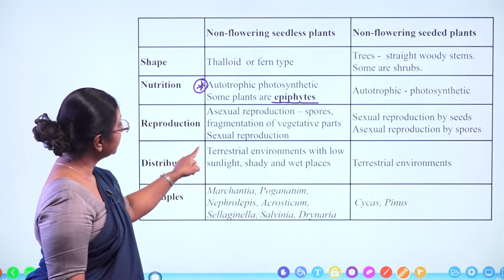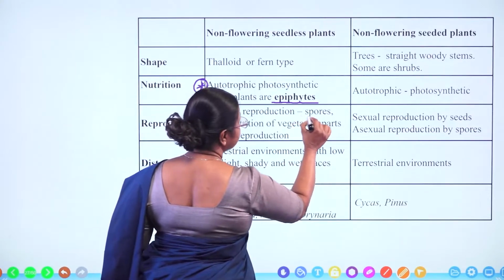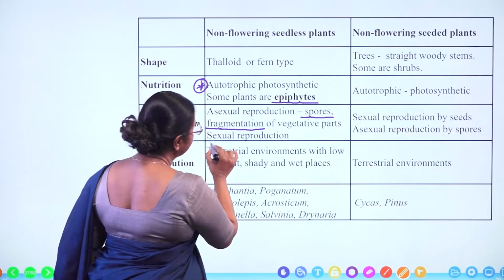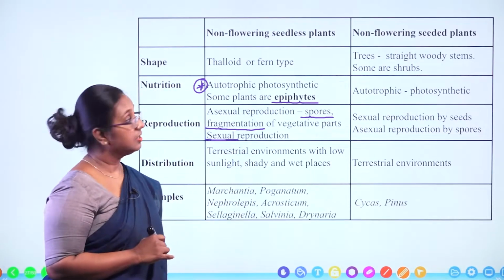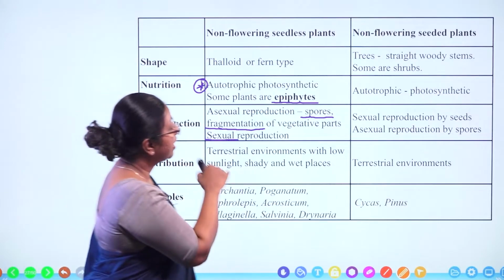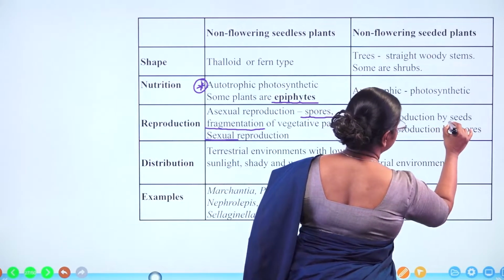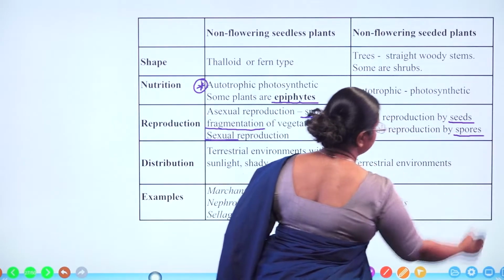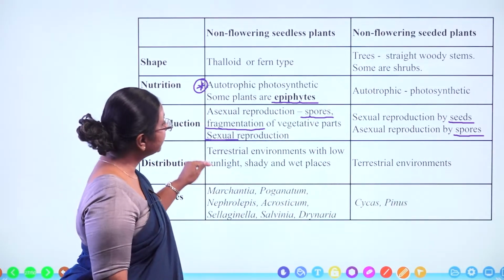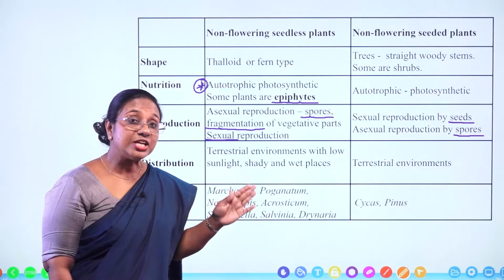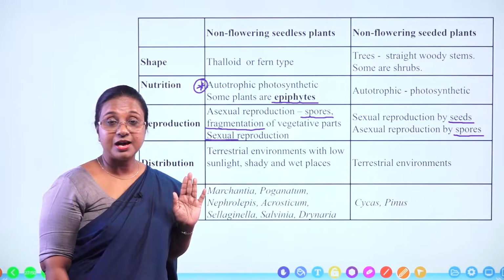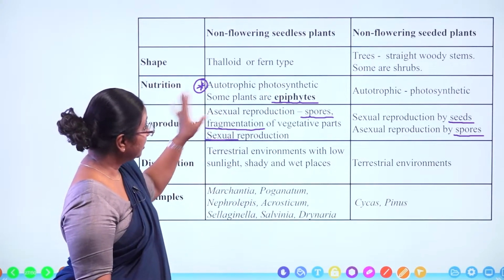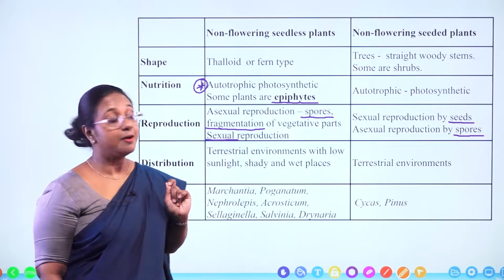Then reproduction, here they reproduce asexually by spores, fragmentation of vegetative parts, and they show sexual reproduction. That is the seedless plants, whereas seeded plants, they reproduce by seeds, that is sexual reproduction, and asexual reproduction by spores. So both the types show both sexual reproduction and asexual reproduction, but the way they carry out the reproduction is different between seedless plants and seeded plants.